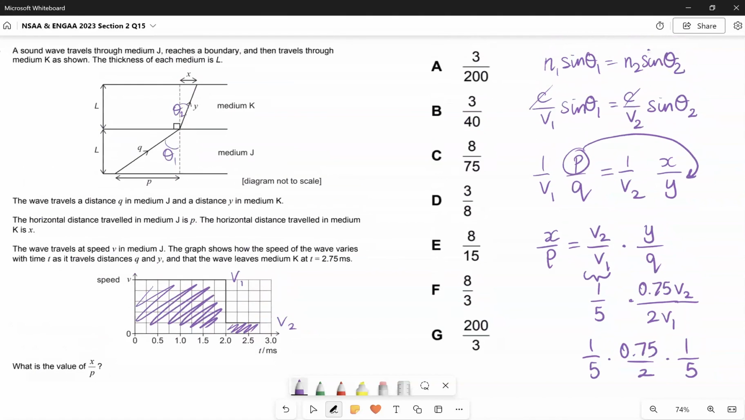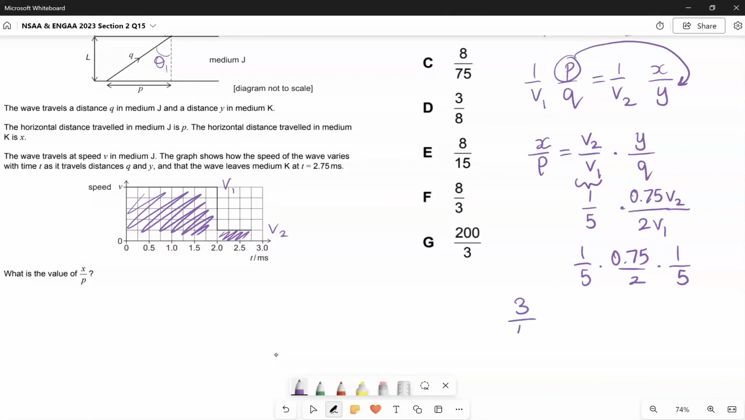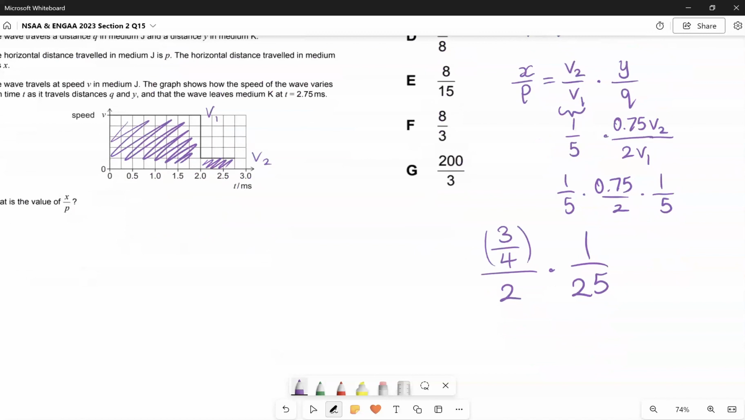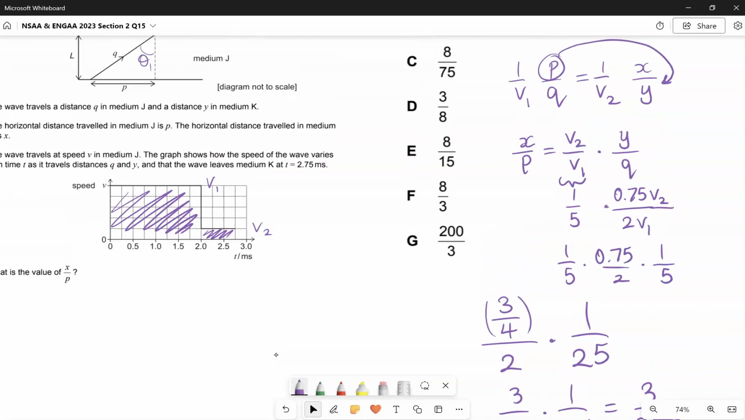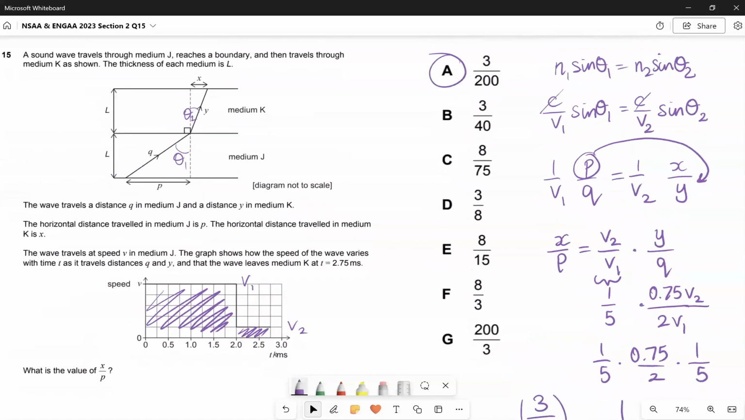As you can see, using decimals is not really instructive, so this is why I always recommend using fractions. So it's better to write this as 3/4 over 2 times 1 over 25. And we can see here that 3/4 over 2 becomes 3 over 8, moving the 4 down, times 1 over 25. 25 times 8 is 200, so we have 3 over 200. So the answer is A, 3 over 200.